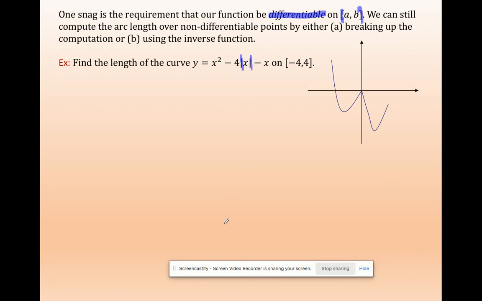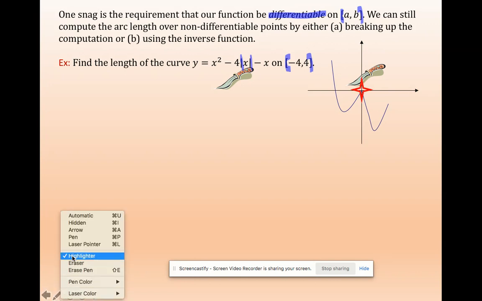Absolute value of x is not differentiable. And the interval they gave me, I can see it. Can you? Can you see the point of non-differentiability? Dagger absolute value, dagger corner in my graph.